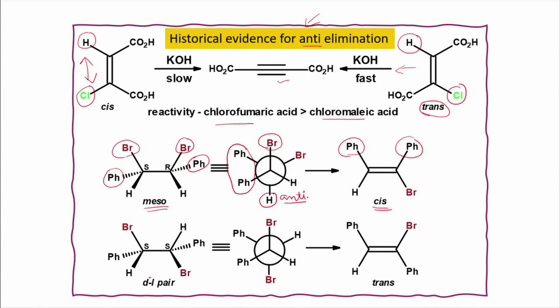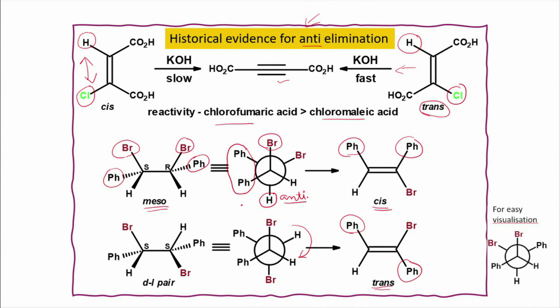And when we have a DL pair, what happens is, if you write the Newman projection and look at the same thing, this bromine and this bromine are actually anti. So, that means we have to rotate the molecule in such a way that one of the hydrogens comes to the anti orientation, and when that happens, the phenyl groups are in the opposite or in the trans orientation. So, that means we end up with the trans product.